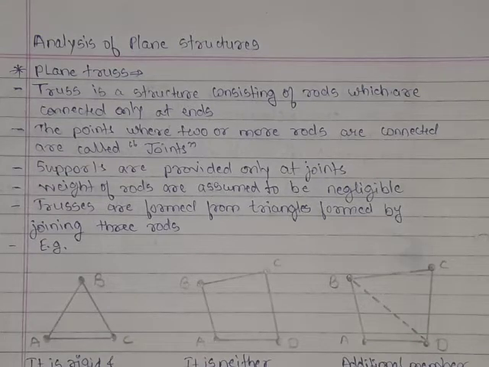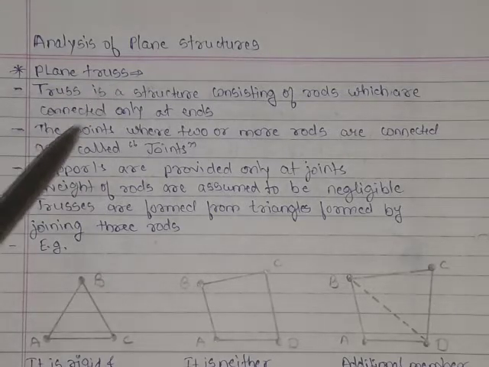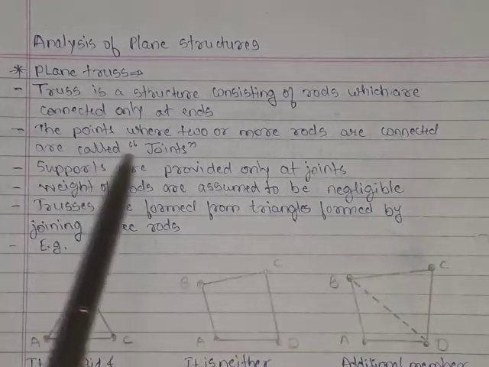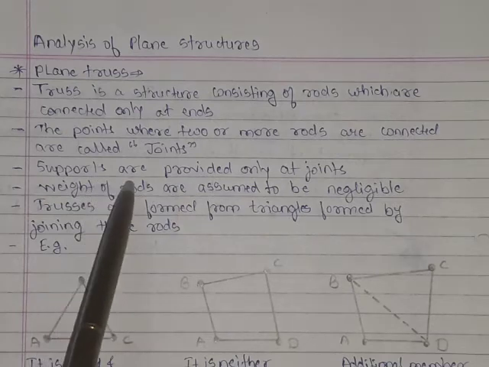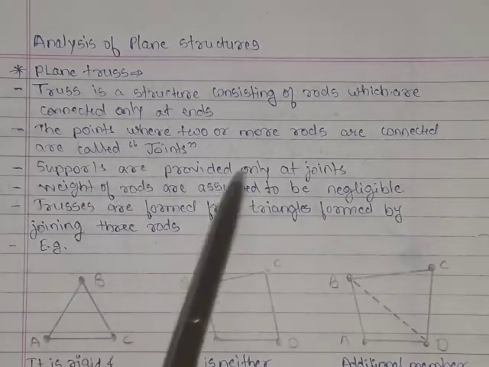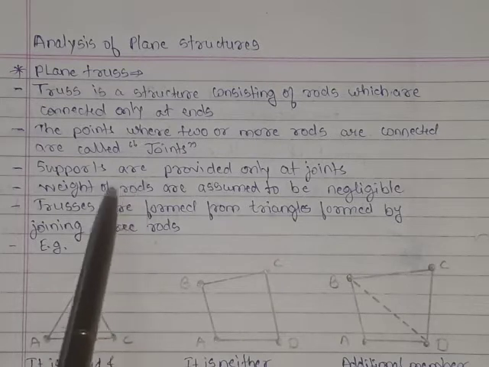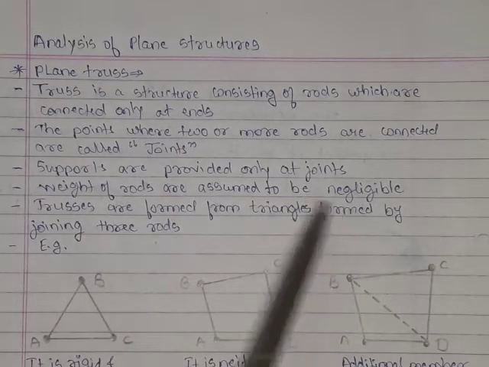Analysis of plane structures. So what is meant by a plane truss? A truss is a structure consisting of rods which are connected only at ends. The points where two or more members are connected are called joints. Supports in case of a truss are provided only at joints. The weight of these members or rods is assumed to be negligible.